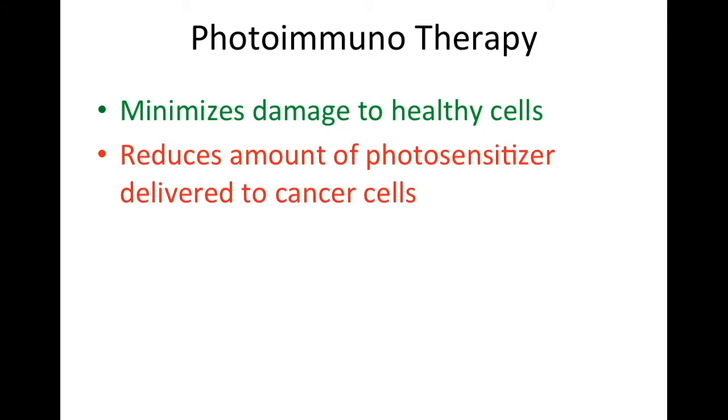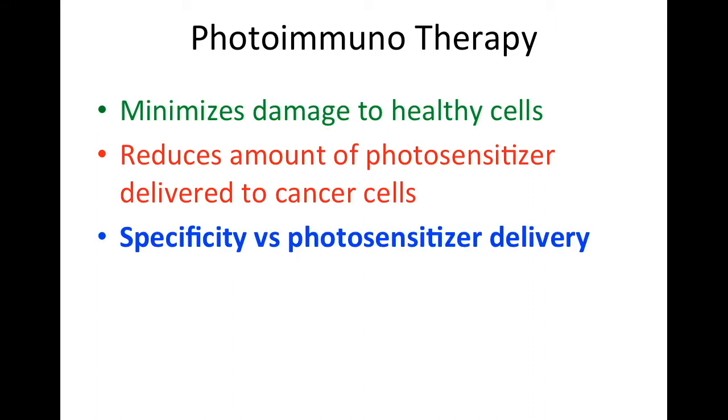The main drawback, however, is that by delivering photosensitizer through an antibody, the amount of photosensitizer that the cancer cell receives is low, too low to effectively kill the entire tumor. So, there is a trade-off between the specificity and the amount of photosensitizer delivered, and hence the efficacy of the treatment when using this PIT approach.